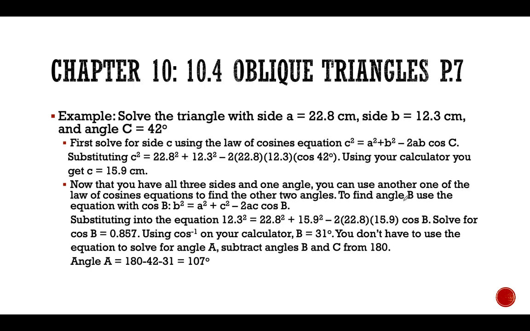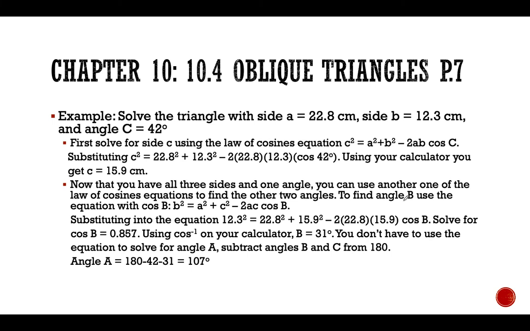Now that you have all three sides and one angle, you can use another one of the law of cosine equations to find the other two angles. So to find angle B, we're going to use the equation with cosine B. B squared equals a squared plus c squared minus 2ac cosine of angle B. And we're going to substitute. 12.3 squared equals 22.8 squared plus 15.9 squared minus 2 times 22.8 times 15.9 cosine B. Solve for cosine B, and we get cosine B equals 0.857.